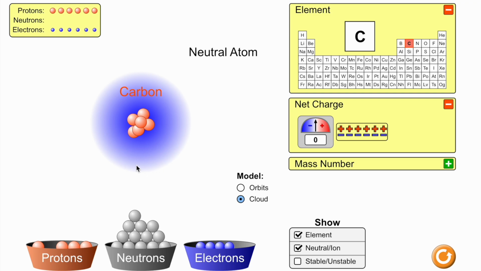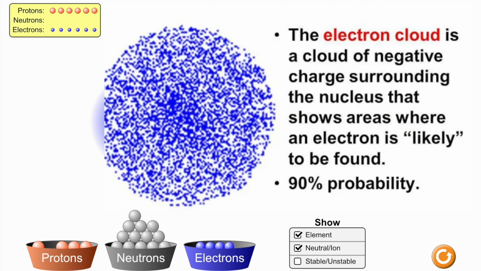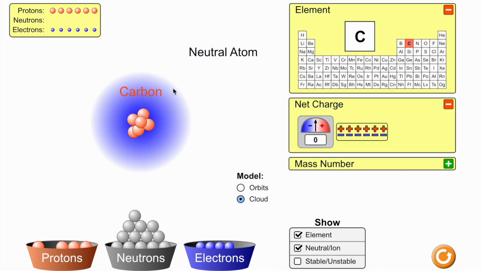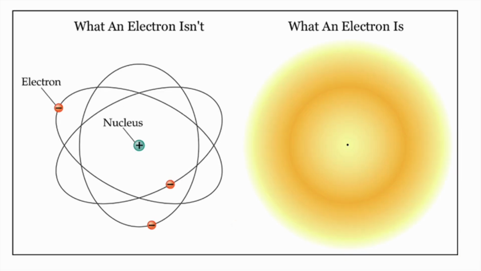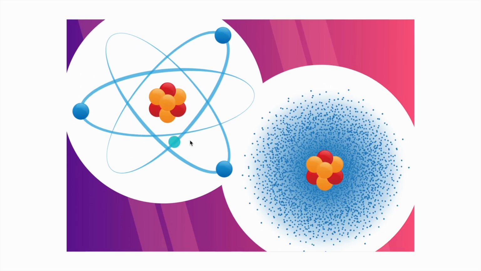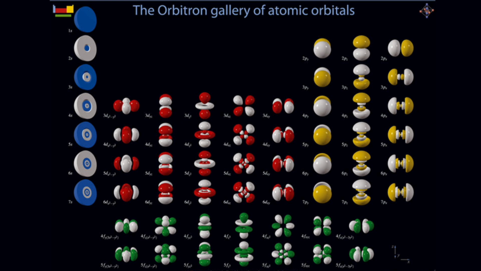Now, the electron cloud can be defined as the region in space in which there is a 90% possibility that electrons may exist. And these electrons are bouncing all over the place and buzzing around. So now we've determined what an electron is and what an electron isn't. We've seen these pictures before. We know that electrons don't orbit, and they're not in these orbits. Instead, they exist in these clouds. So now that we understand that, we can talk a little bit more about these orbitals.